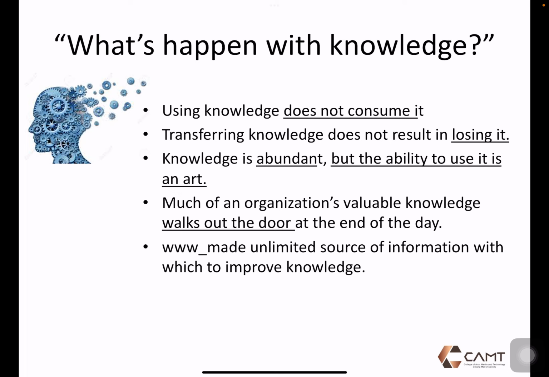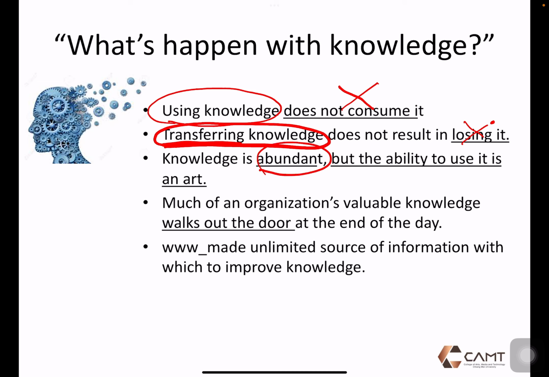What happens with knowledge? Okay, knowledge is about using knowledge. It is not about consuming. It does not just disappear. Knowledge can be transferred without losing it. Knowledge is abundant, but the ability to use it is an art. It's difficult to use. When you use it, it's about art.